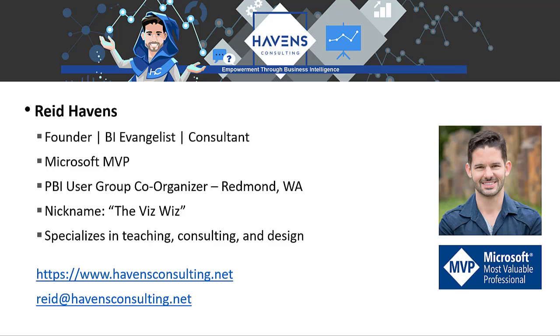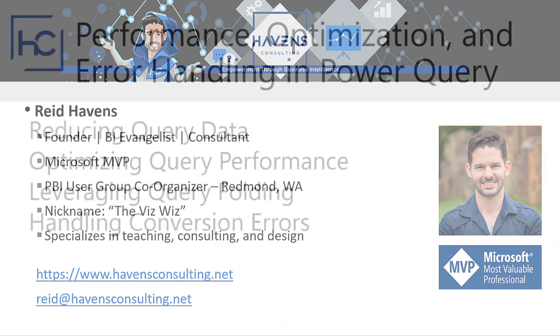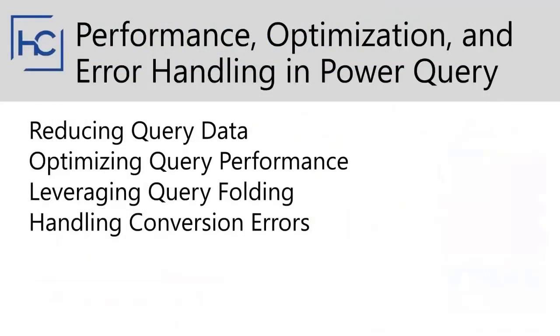Today's topic is going to be a subsection of Power BI, which is Power Query. The flow for the next 45 minutes or so is these primary modules: reducing query data, optimizing query performance, and leveraging query folding. Those are the ones that we will more than likely hit in the next 45 minutes. Then, depending on pacing and timing, potentially handling conversion errors. With most of my presentations, I have the ability to flex them out and in, depending on how much time I have to present them. But let's go ahead and get started.